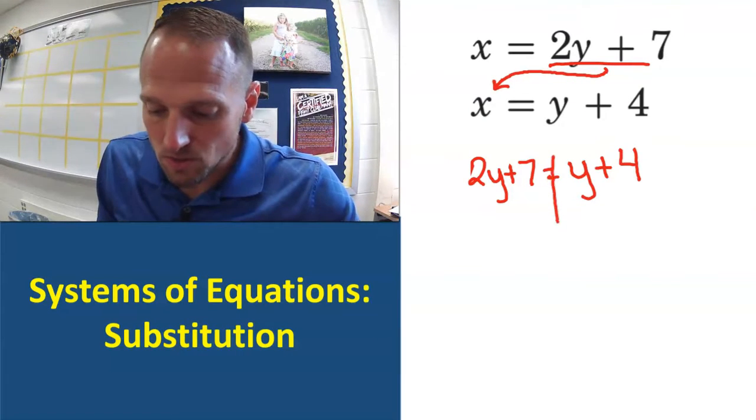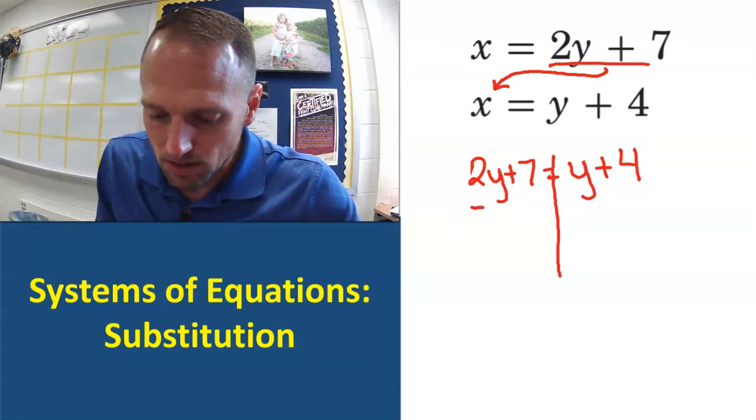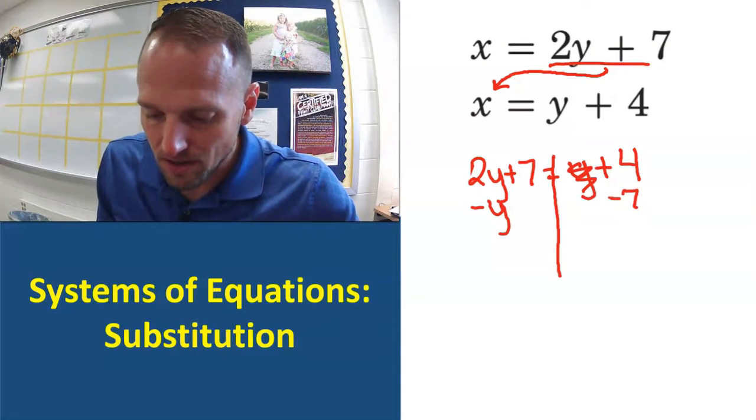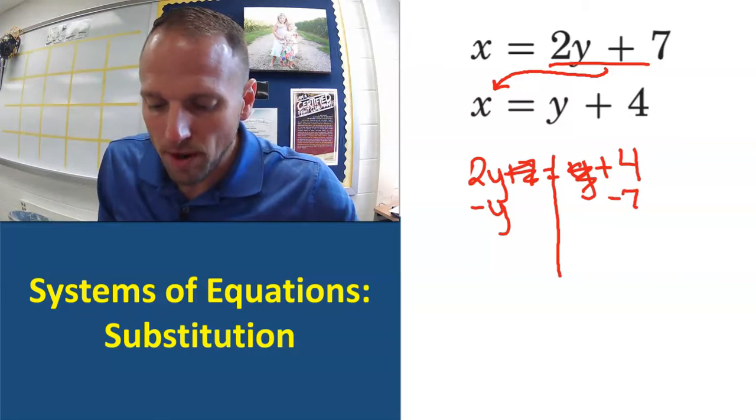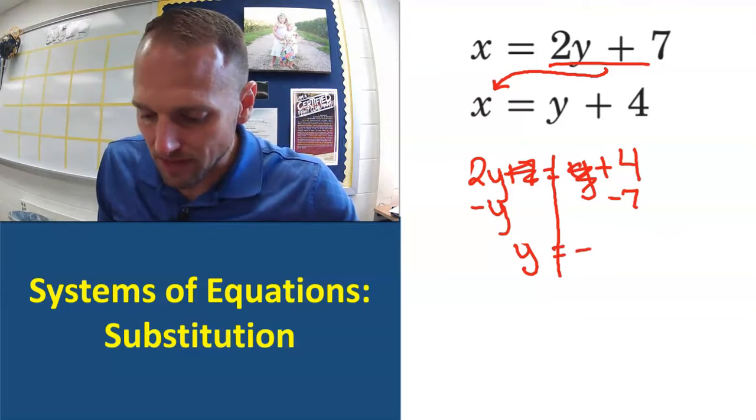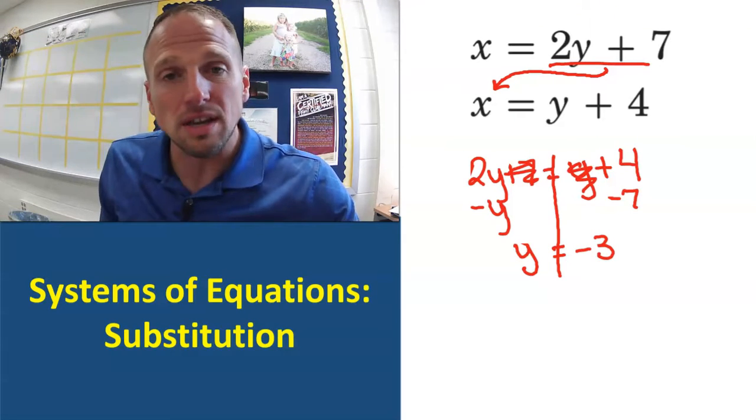Okay, so now it's just real simple. Letters left, numbers right. Let's subtract the y and subtract the 7. 2y minus y is just 1y. And 4 minus 7 is negative 3, so y equals negative 3.